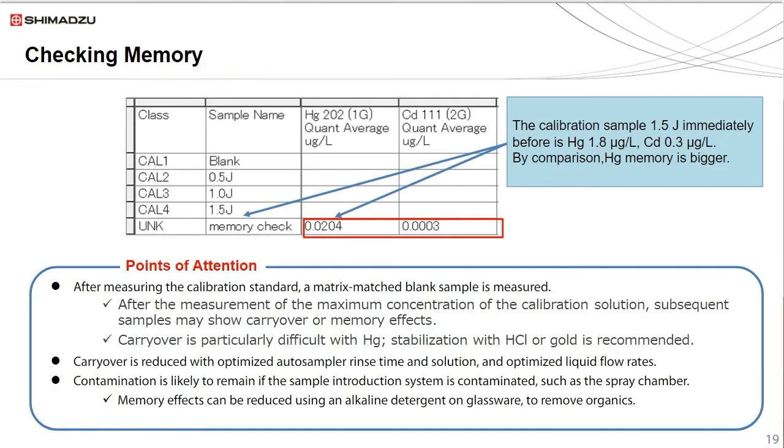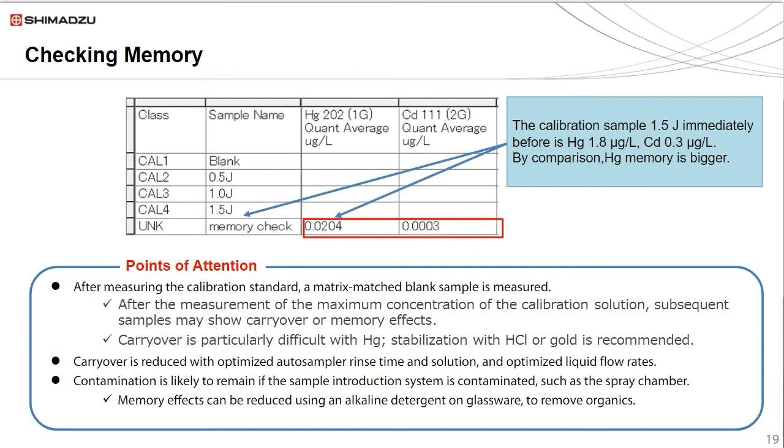We mentioned that the memory must be lower than 0.5 J value calculated in the previous slide. The way to check this is to run the highest calibration point and then a blank sample afterward. The signal ratio after the high concentration sample that carries over into the subsequent blank is the ratio of signal intensities. Mercury is a common difficulty for carryover.